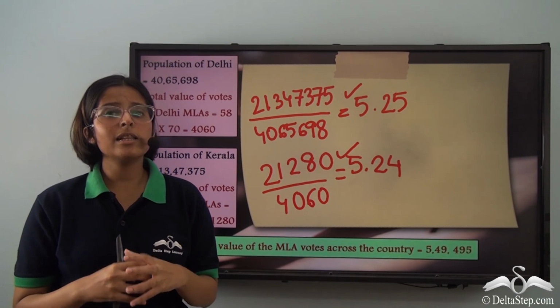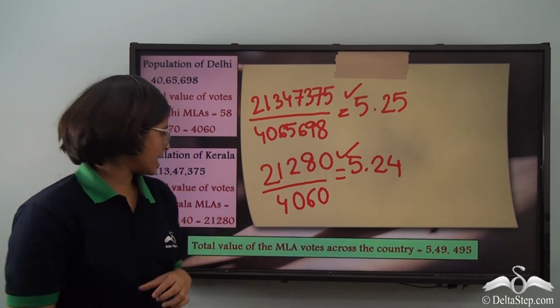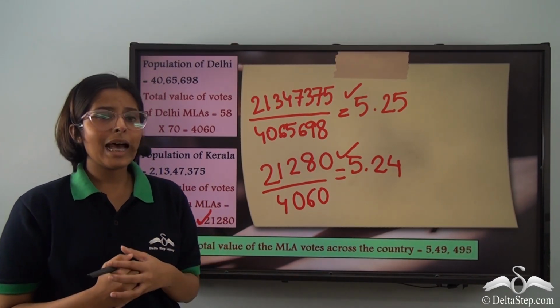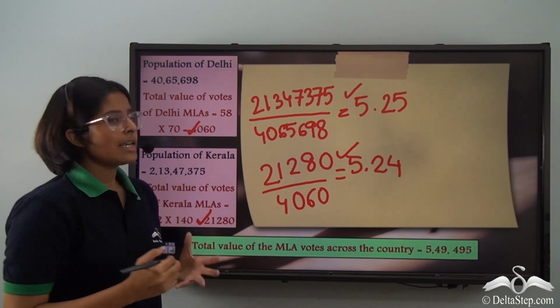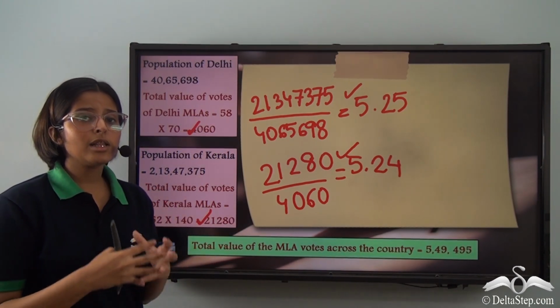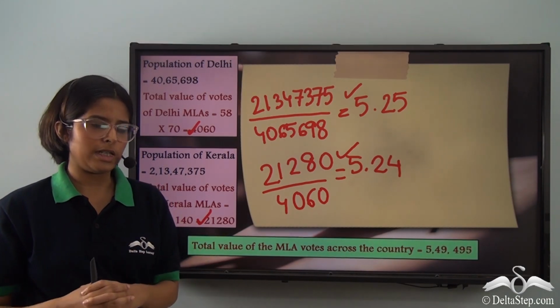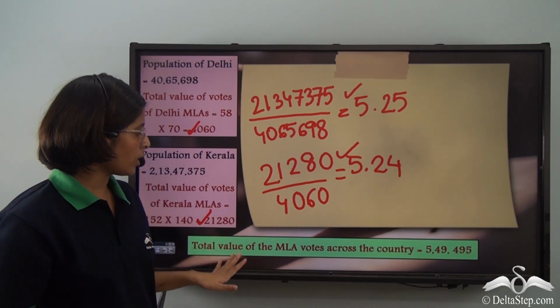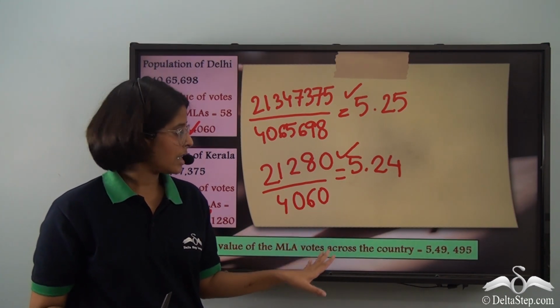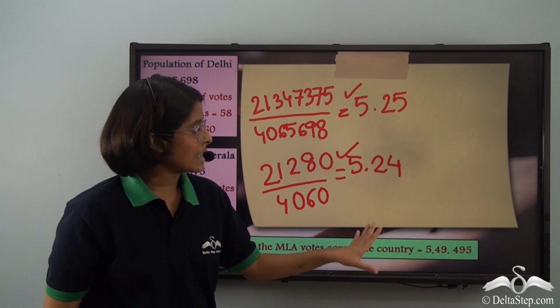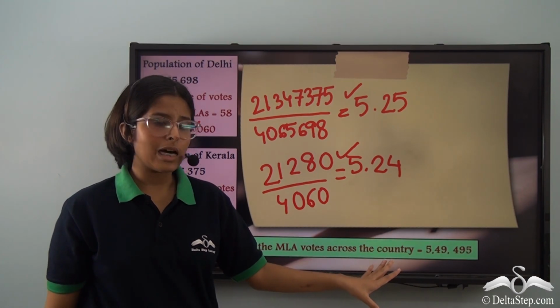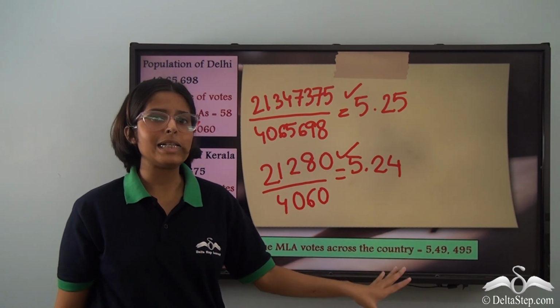So as we've seen that the total value of all MLA votes in Kerala is this and that of Delhi is this. Similarly, if we calculate the total value of votes of MLAs across all the states of India, we find that the total value of the MLA votes across the country is 5,49,495.